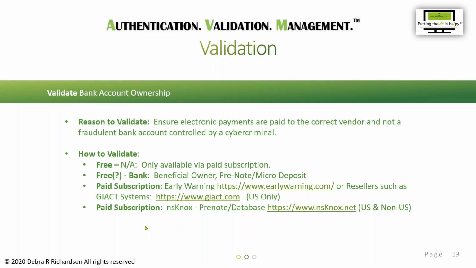And with that, there is another option out there called Nsnox. Nsnox uses a pre-note process, and so it can take some time as well. But what they have is a database made up of suppliers or vendors that have triggered pre-notes to validate their bank account ownership. And so you would get a subscription to that. You would be able to look them up in the database.